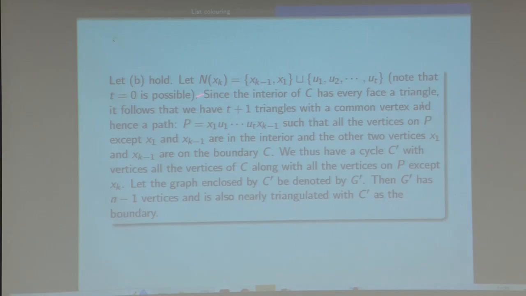So what has happened here is x1 and x2 are adjacent, they are on the outer cycle, and that outer cycle goes from x1, x2, x3, etc. all the way to xk. The neighbors of xk are xk minus 1 and x1 and the other things. Interior of C, every face is a triangle, therefore you will get these triangles. This proof is a little involved.